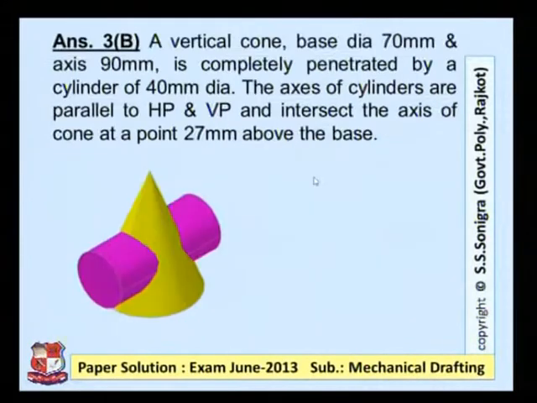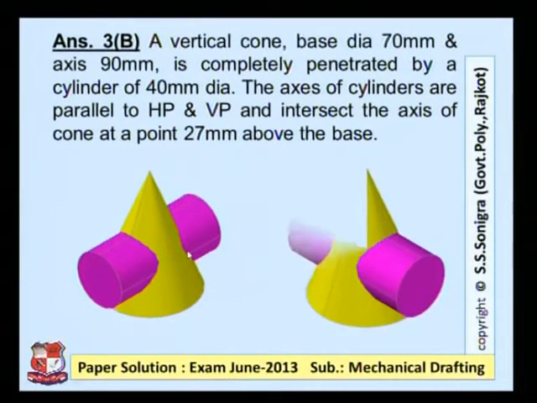So the given case is like this. This is the cone, this is the cylinder. A vertical cone is given, diameter 70 millimeter and height 90 millimeter, and this cylinder is penetrating this cone like this. So this would be the curve of intersection, this one. This is second case. This you can see on this side also. Both these views would be similar, just the angle is different.